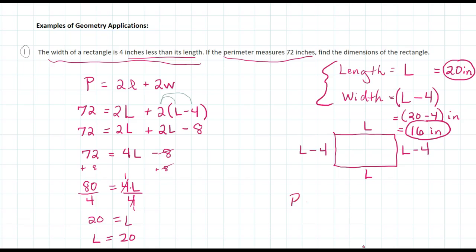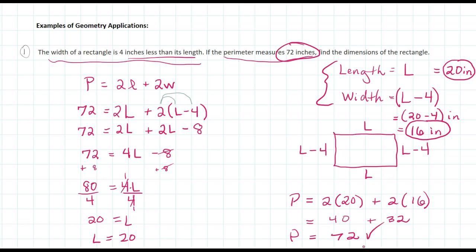Do we have the perimeter of 72? Is it going to be 2 lengths, right, of 20, and then 2 widths of 16? Okay, so we have 40 plus 32, and let's see, 72. And of course, since it's given to us that the perimeter is 72 inches, we know this checks out.